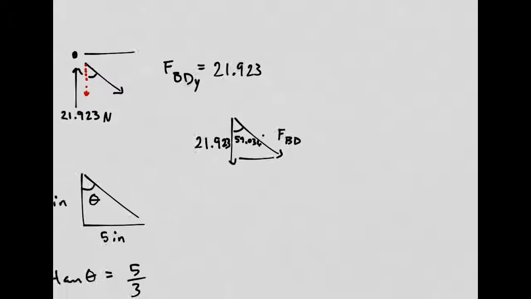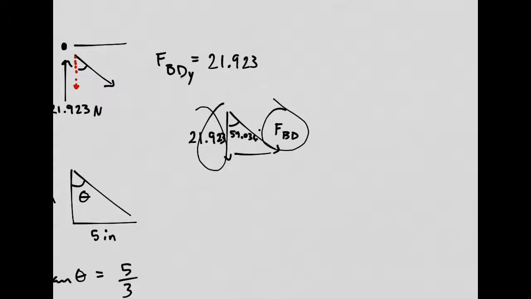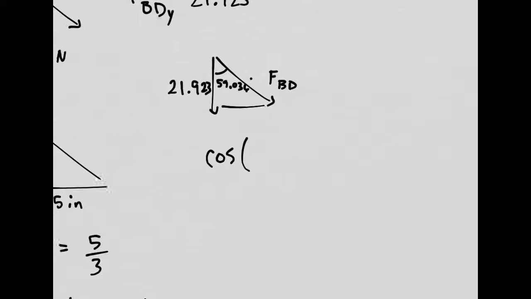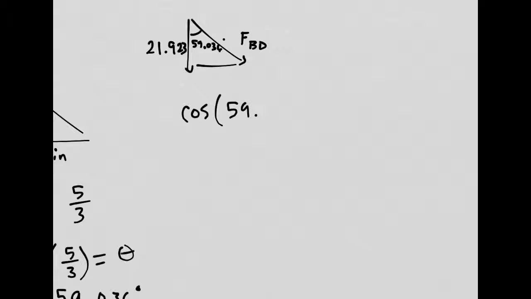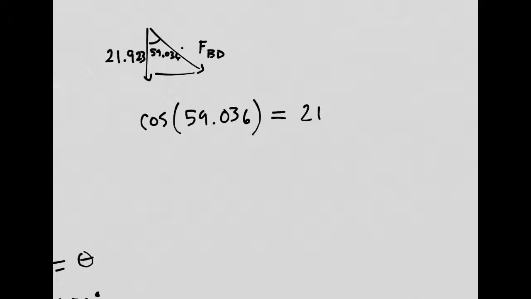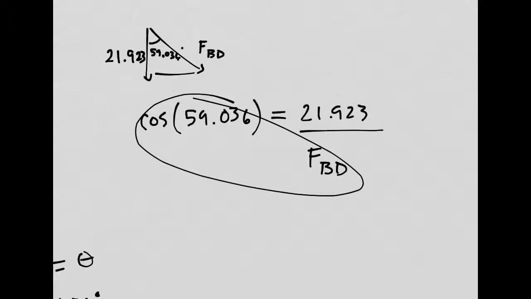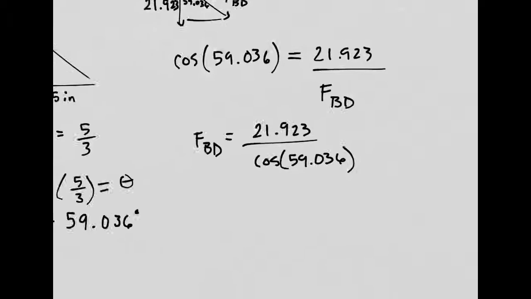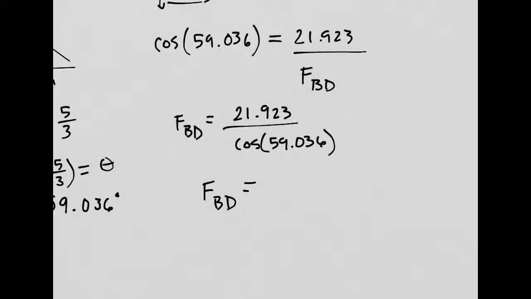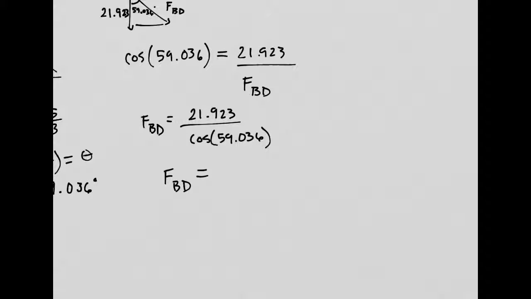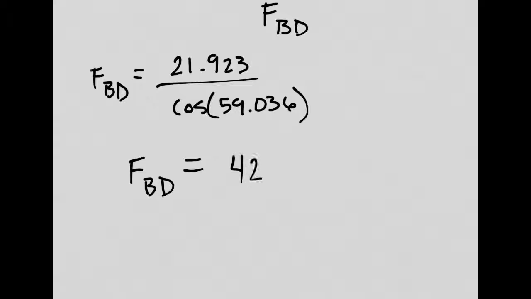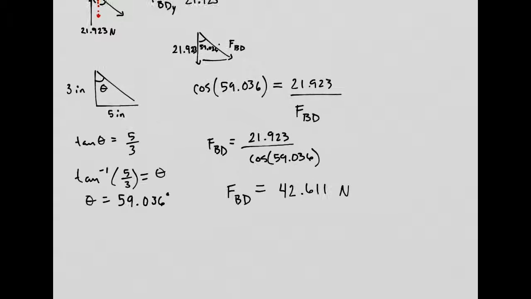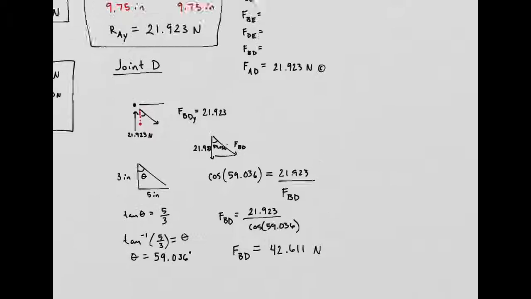And I would use, well, adjacent and hypotenuse. That's cosine. So cosine of 59.036 equals adjacent, 21.923, over the hypotenuse. And I'll switch those and then put it in my calculator. So switch them, and then FBD. This is so tedious. And I get 42.611 newtons. Cool. So that's FBD.